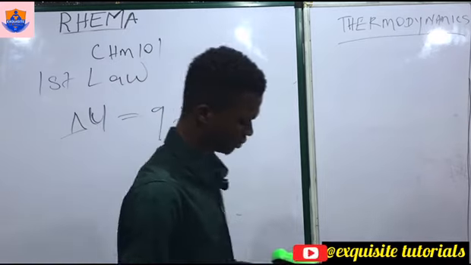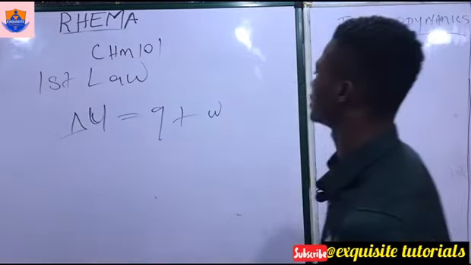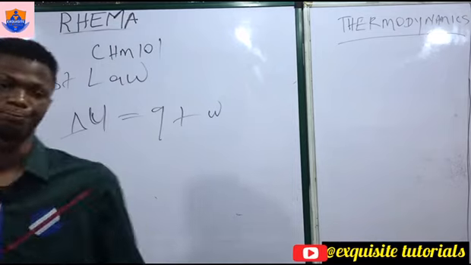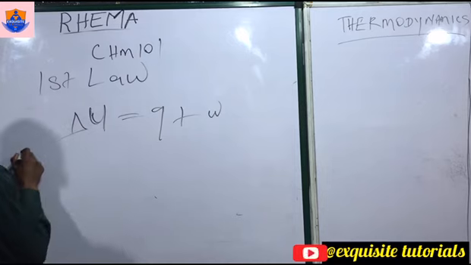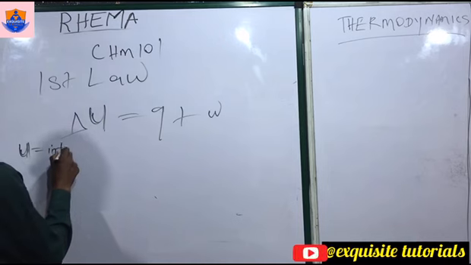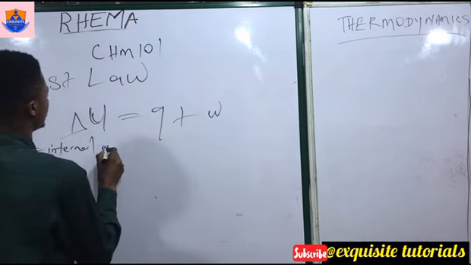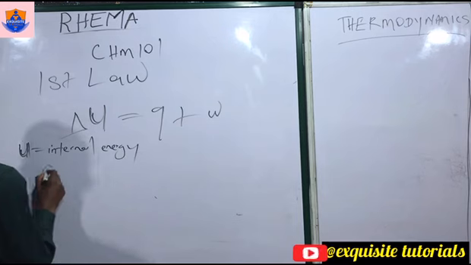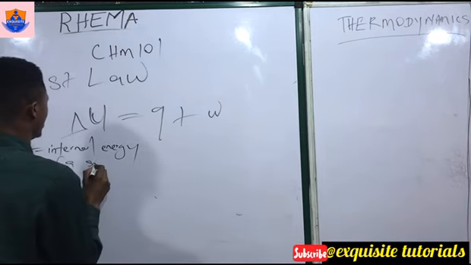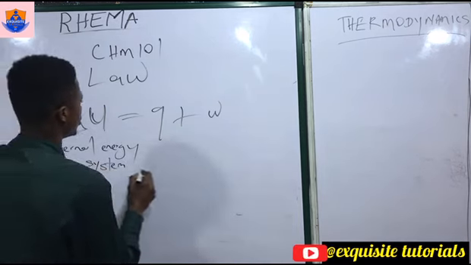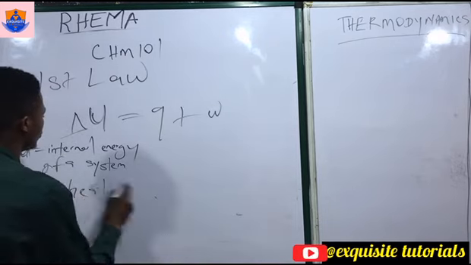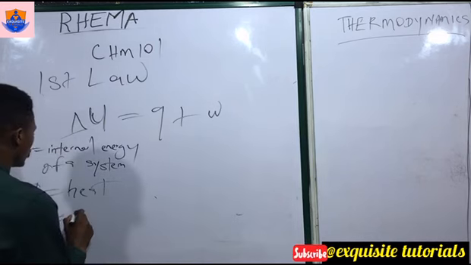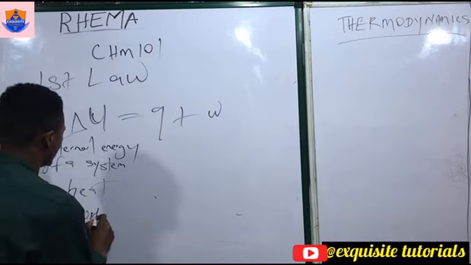Now, let's explain this. Where delta U stands for internal energy of a system, let's say where U is equals to internal energy of a system, Q is equals to heat, W is equals to work done on a system.